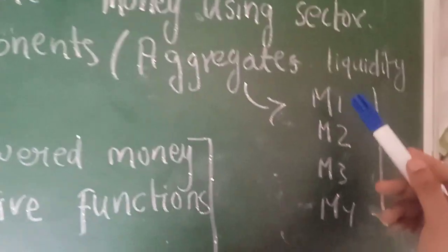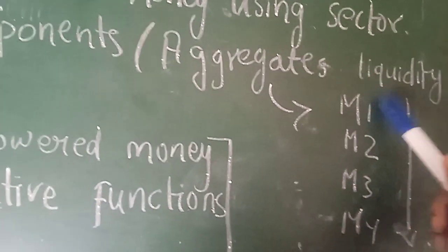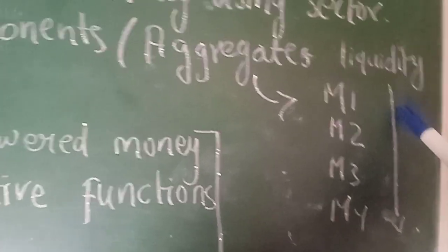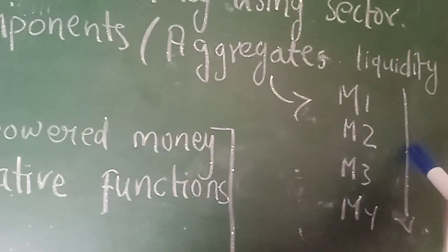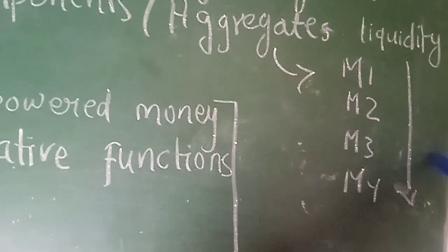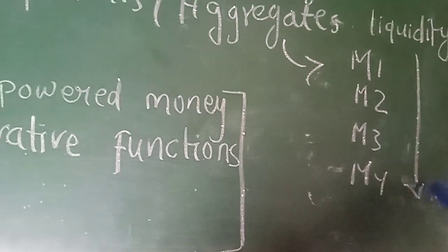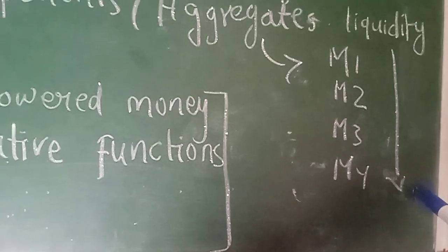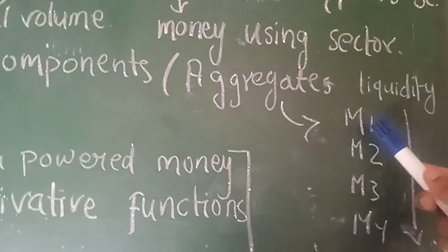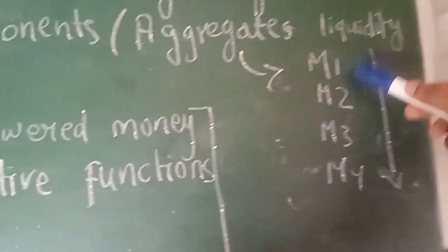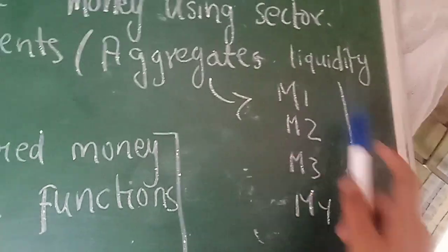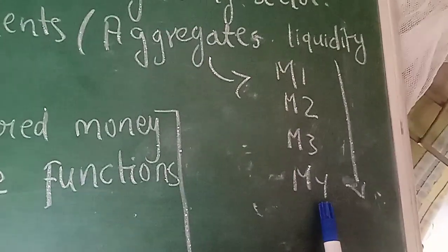You will see their components as well: currency held with the public, demand deposits with commercial banks, other deposits with commercial banks, then M1 plus savings with the post office, then M2 plus time deposits, then M3 plus time deposits with the post office, which is M4. So these are the aggregates or the measures of money supply, and they are ordered based on liquidity. M1 is the most liquid and M4 is the least liquid.